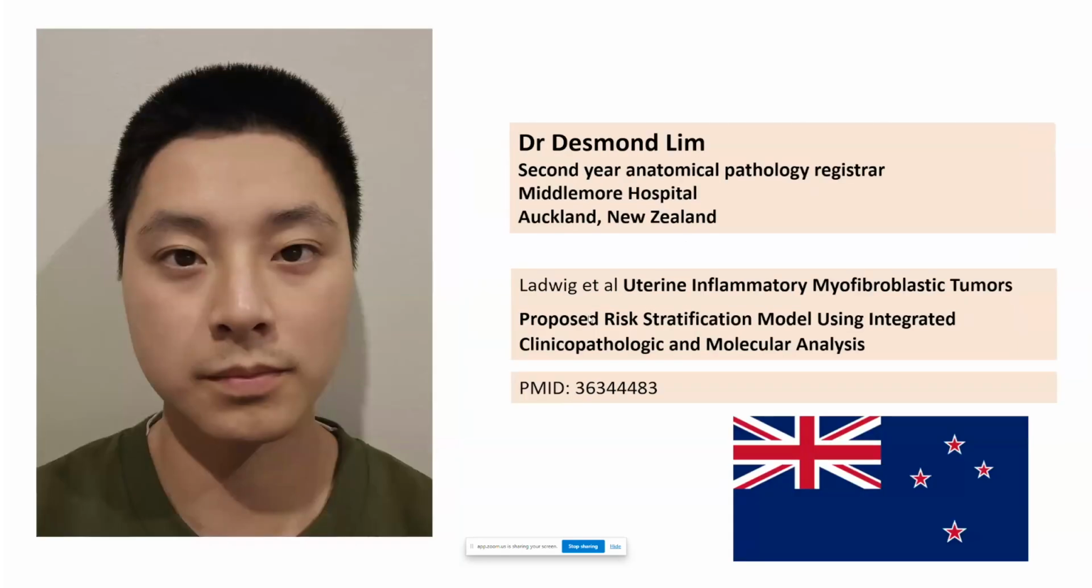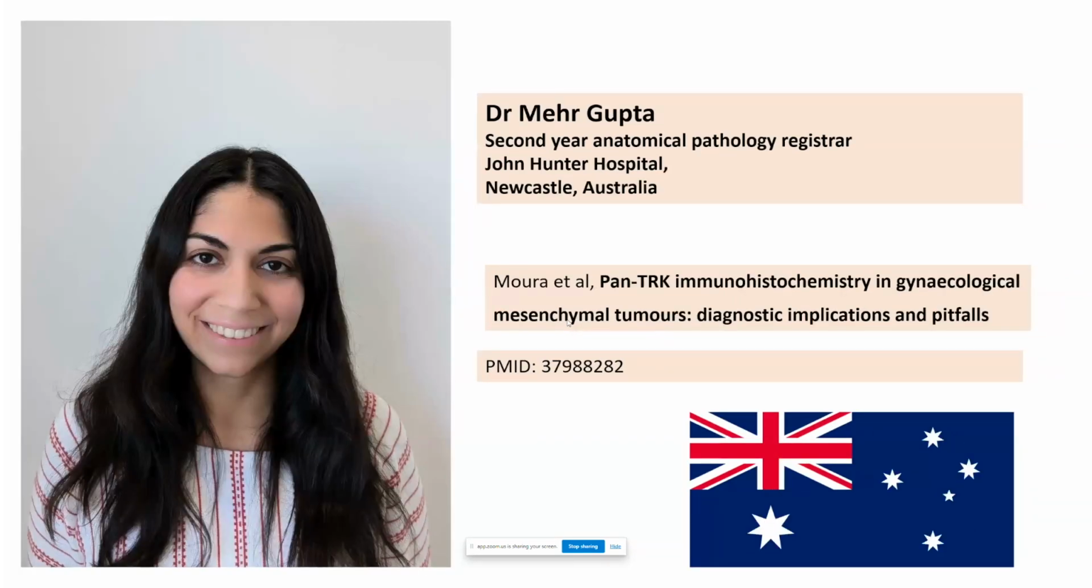Our second speaker, flying the flag for New Zealand, is Dr. Desmond Lim. He's from Middlemore Hospital, Auckland, New Zealand. He'll be talking about uterine inflammatory myofibroblastic tumours and a proposed risk stratification model using clinicopathological and molecular analysis. Our third speaker today, flying the flag for Australia, is Dr. Meher Gupta from John Hunter Hospital, Newcastle, Australia. Meher will be discussing Mora et al.'s recent article about pan-TRK immunohistochemistry in gynecological mesenchymal tumours.